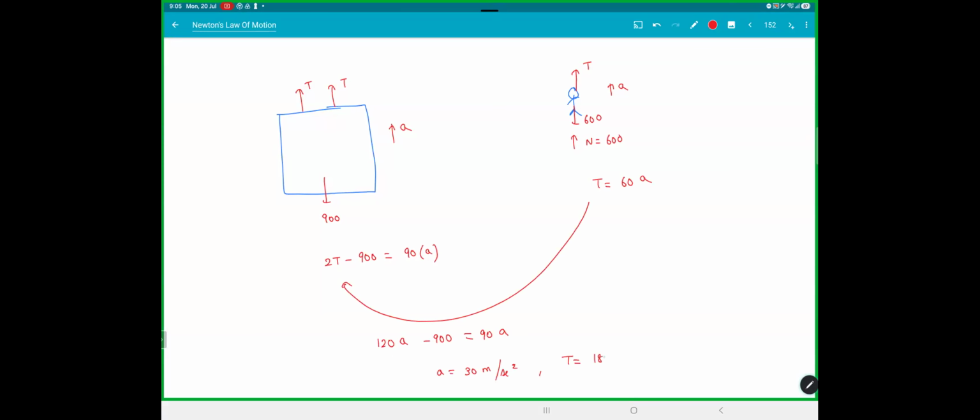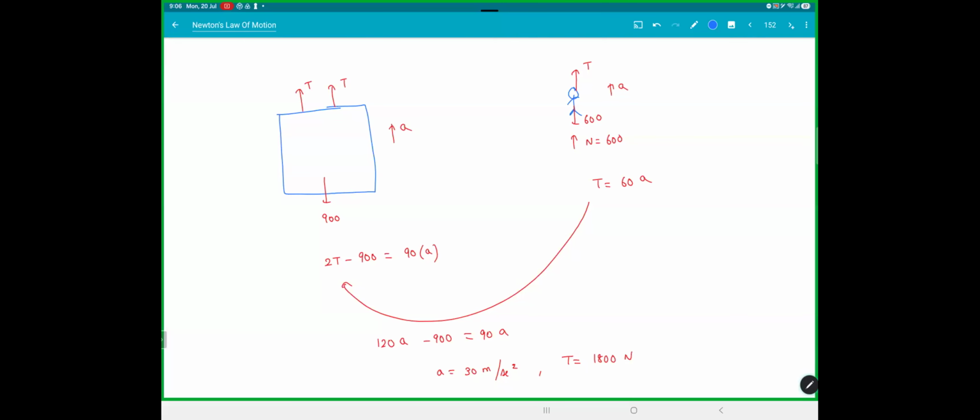Tension is 1800 newton. So you're pulling the rope so hard, the whole system is accelerating up with 3 times the gravity. That is how you do it. See, if you want to talk about the weighing machine, you have to separate the man from the weighing machine. If you take the whole thing as a system, the weighing machine always becomes an internal force, so you will never get the value.